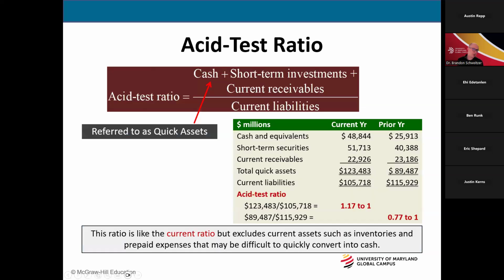Acid test ratio. This one's okay. We take cash plus short-term investments plus accounts receivable divided by current liabilities. This one's good. It reflects the company's short-term liquidity. It's a good one.